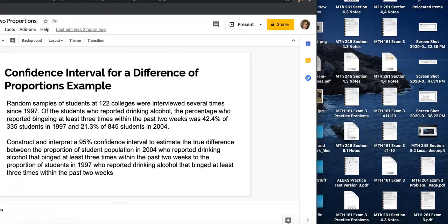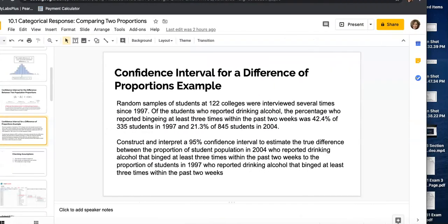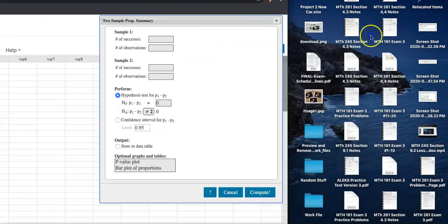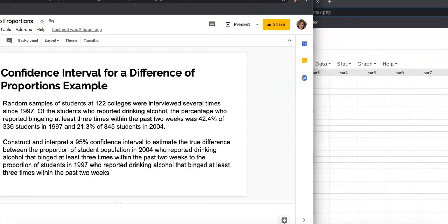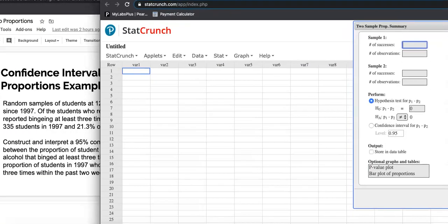So let me go ahead and make, oh, you're seeing my nasty desktop. There's so much stuff going on here. Let me just open up two screens here so that I can see my numbers. So here's my StatCrunch.